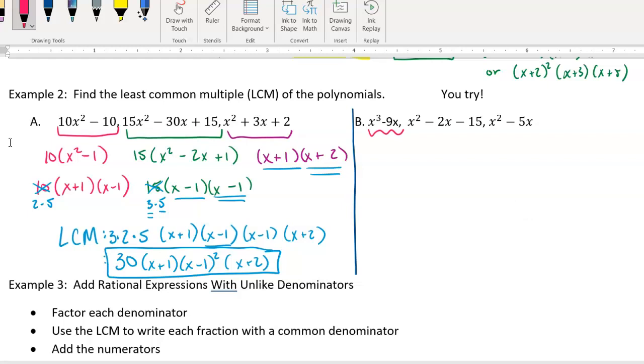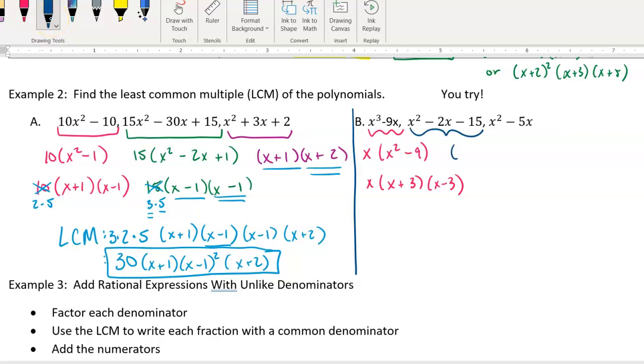So for this first one, I see that we can factor out an x, and so we'll be left with x squared minus 9. Hopefully you recognize that's a difference of squares. So that factors down to be x plus 3, x minus 3. All right, let's look at this one.